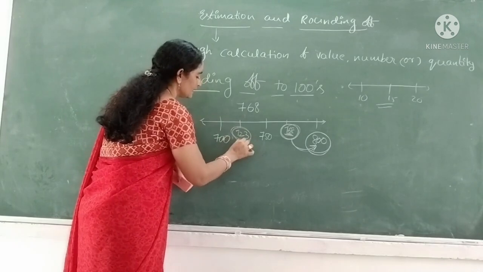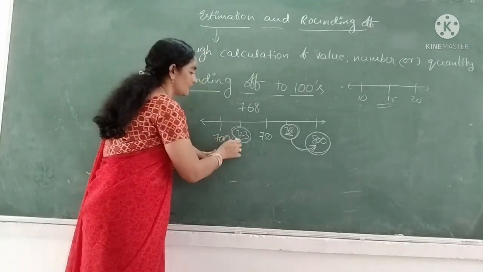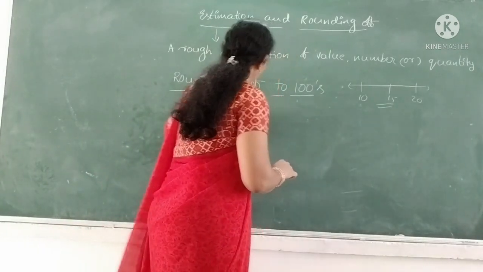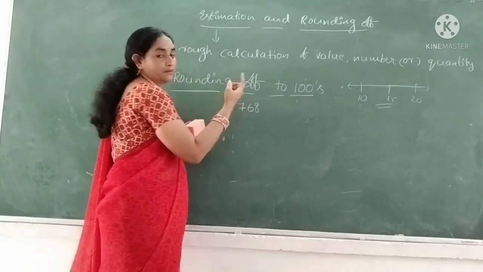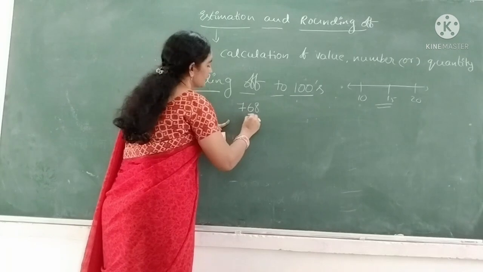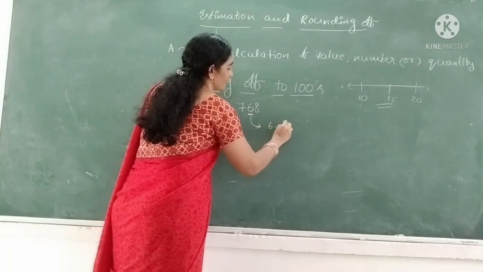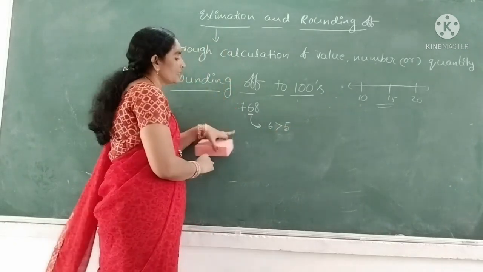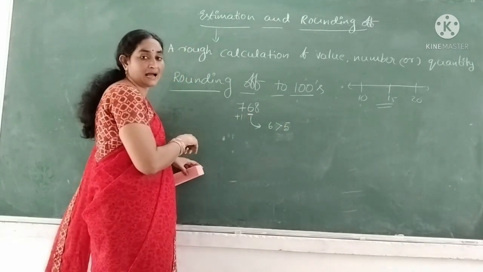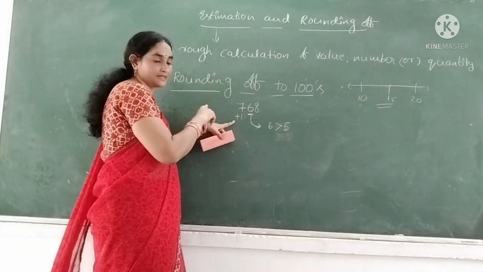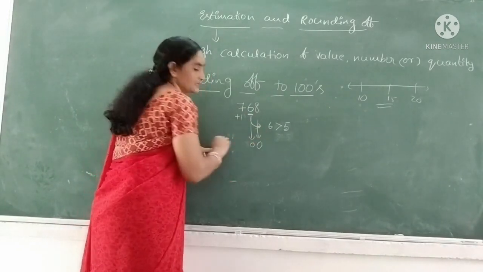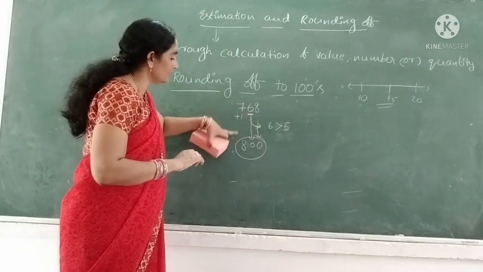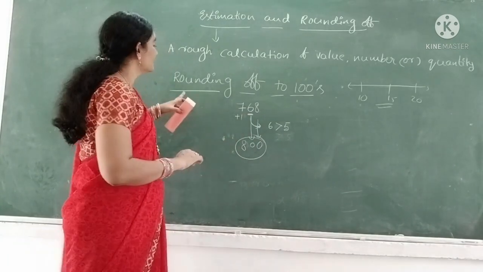We take 723. Then 723 is nearest to 700. 723 is rounded off to 700. Here we know that when rounding off to tens, we look at the ones digit. If the tens place is greater than 5, then we add 1 to the 100 place. Remaining are zeros. 7 plus 1 is 8. So we round off 768 to the nearest 800. This is rounding off to 100.